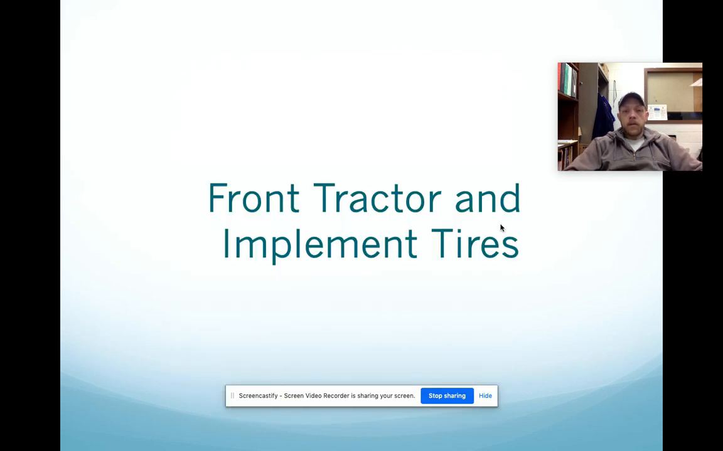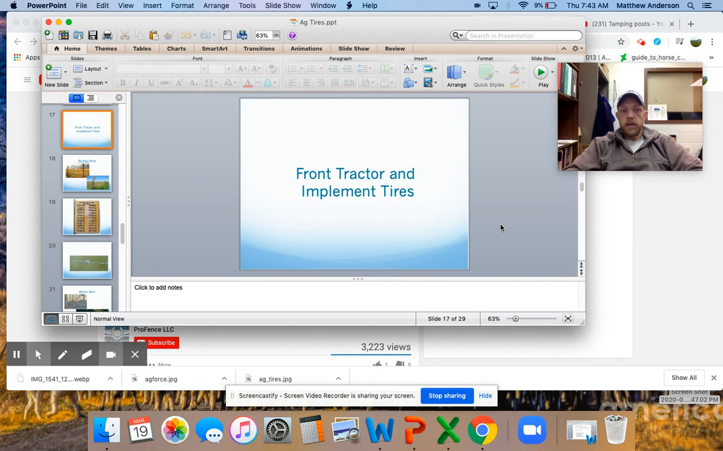We're going to talk about front tractor and implement tires tomorrow, and we'll move into tractor sizing.